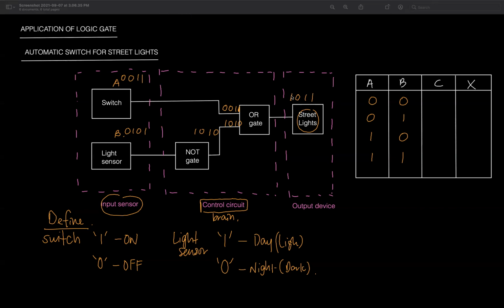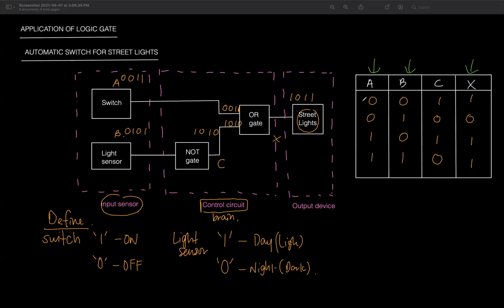So the outcome is 1, 0, 1, 1. I put it in the truth table. This is C and this is the X outcome. C is 1, 0, 1, 0. X is 1, 0, 1, 1. Now what does it mean? From the truth table, we focus on this three, this one, and this one. Anything in the middle is not important. I want to know the outcome only.